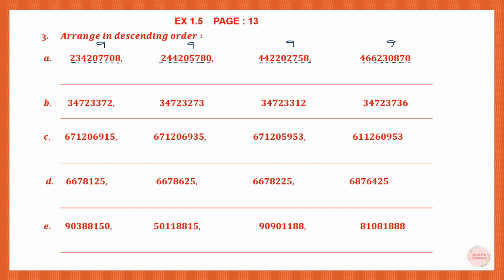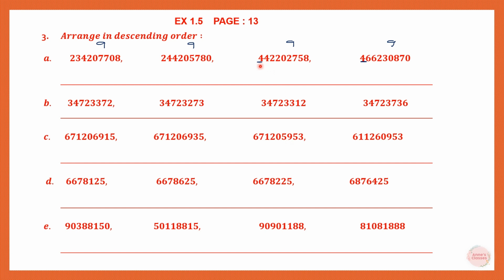Now since they're all 9-digit numbers, the next thing you have to do is look at the digit in the extreme left. So the first number, the digit is 2. Again we have 2, we have 4 and we have 4. This time we are arranging in descending order. That means we have to look for the biggest number first. So we're going to leave out the 2's and we're going to look at these two numbers.